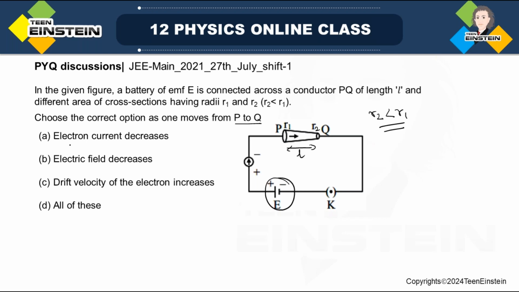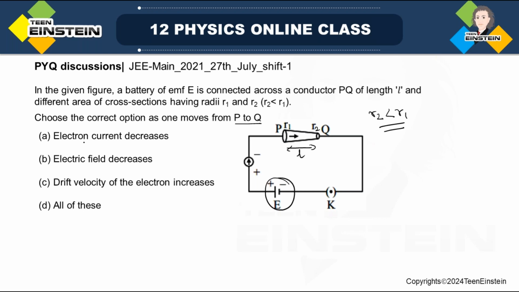First option says electron current decreases. Is that true? Electron current decreases. Is that true? Okay, let us see other options. Electric field decreases. Is this also true or false? Drift velocity of the electron increases. So the last option says it is all of these. All of these are correct. Okay, we have to see one thing here.